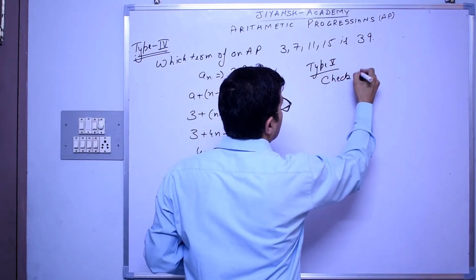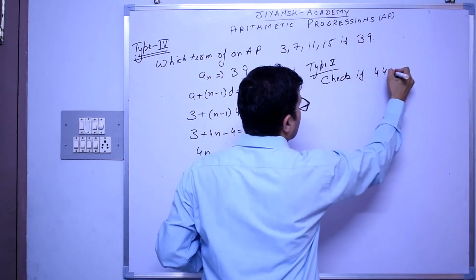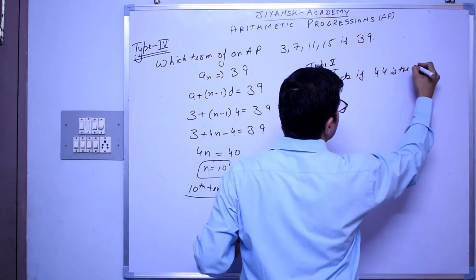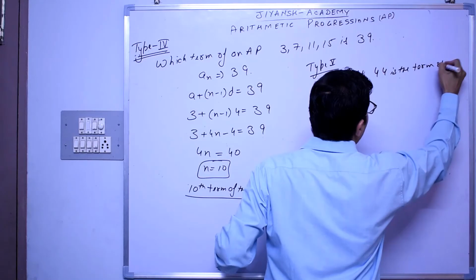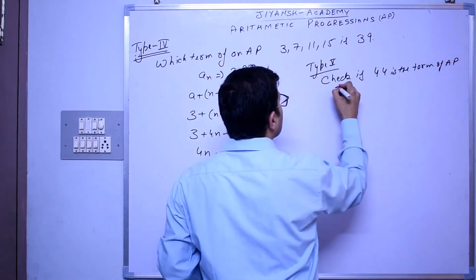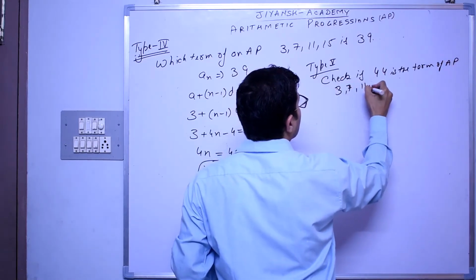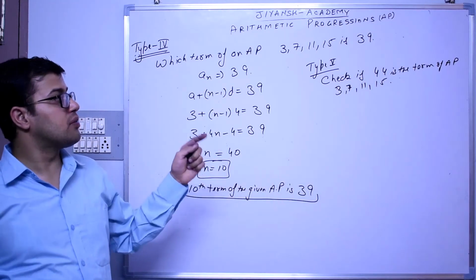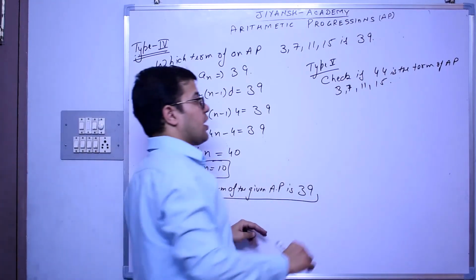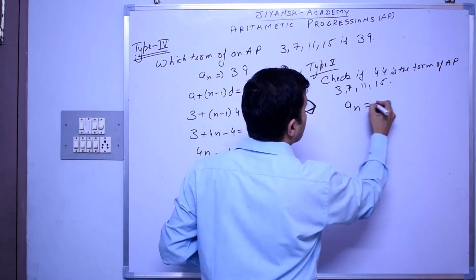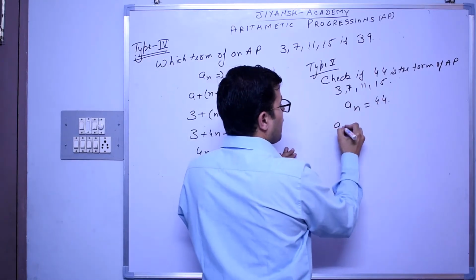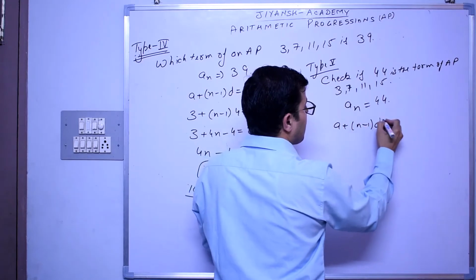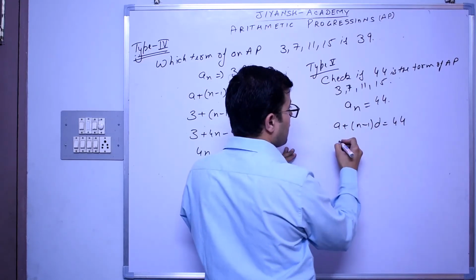Check if 44 is a term of the AP 3, 7, 11, 15. So we have to check whether the particular term is a term of an AP or not. Again, in this case, we will take An as 44. Now a plus n minus 1 into d will be 44.